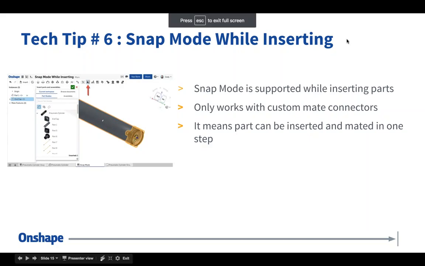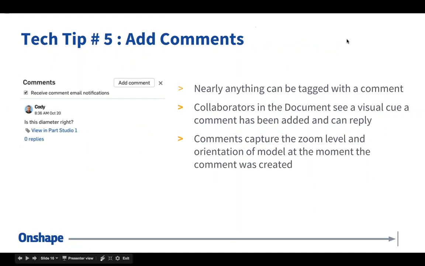All right, so snap mode while inserting is a very common one that I think a lot of users can overlook. The next one I want to mention is adding comments. And this is something that can be very, very useful when you're sharing, and even just a way to track notes for yourself. Comments are built into Onshape. It's a little icon in the interface that allows you to store any text that you'd like. And the neat thing is you can tag almost anything in Onshape with a comment.